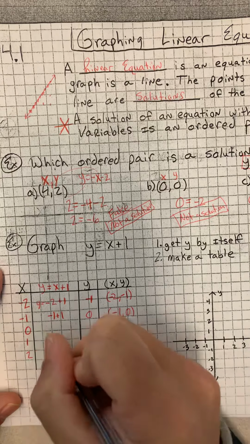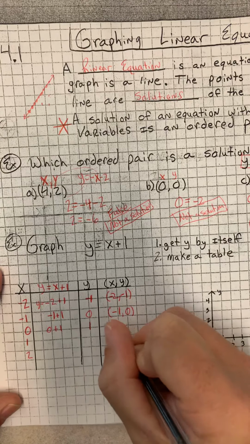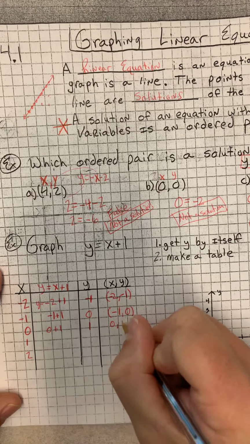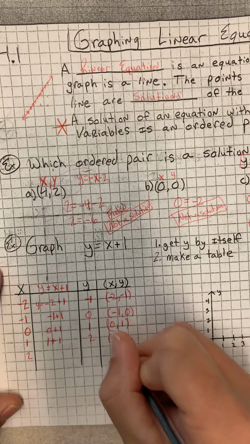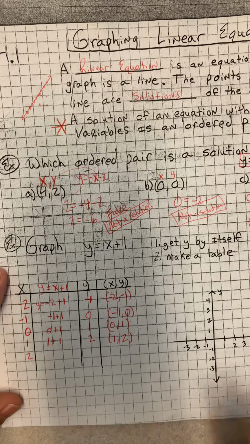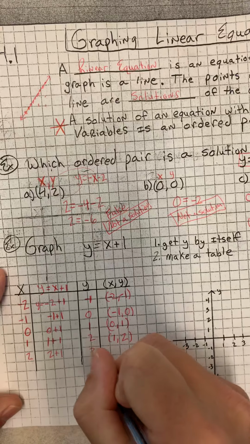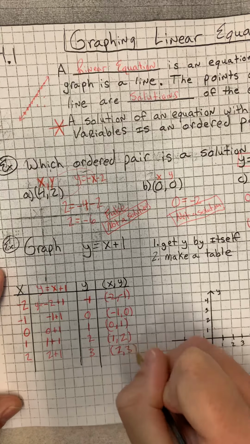If I plug in 0 for x, this is 0 plus 1. That gives me 1. So I have the ordered pair 0, 1 now. I'm going to plug in 1 for x here. 1 plus 1 is 2. I have the ordered pair, an x of 1, a y of 2. I can plug in 2. 2 plus 1 is 3. I have the ordered pair of an x of 2 and a y of 3.